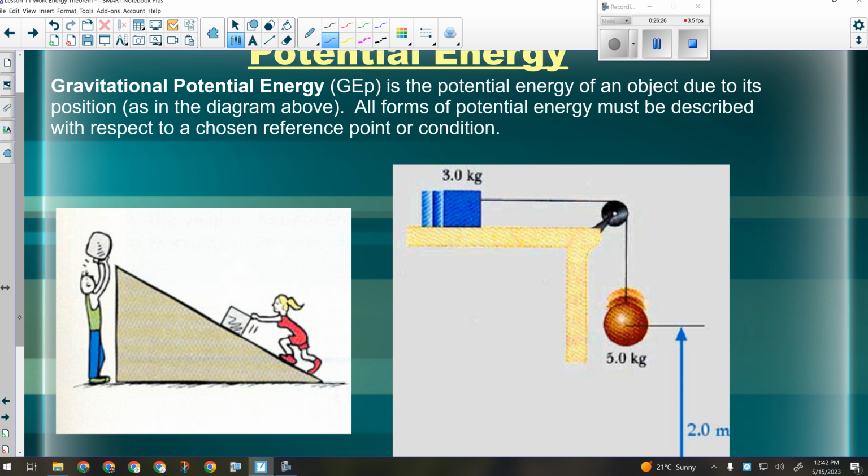All right, this diagram here. The two blocks are exactly the same mass, okay? One of them is going to be lifted to the top of the ramp. The other one's going to be pushed along the ramp to the top, and the ramp is frictionless. Who does more work? Okay, the one pushing it. That's a trick question.